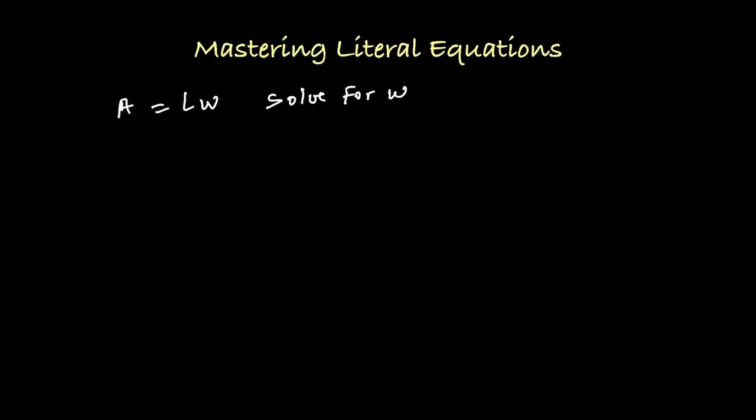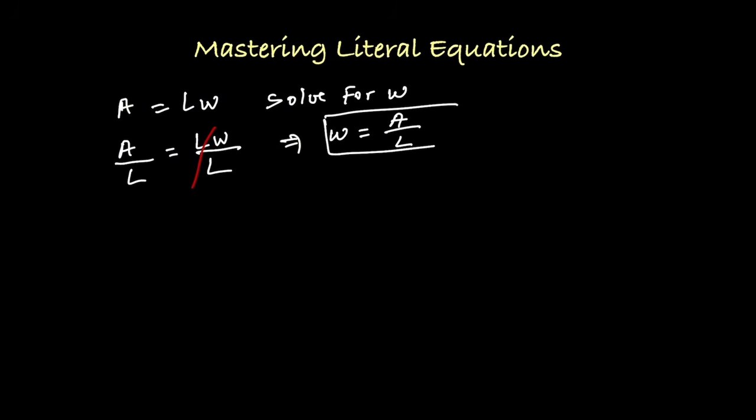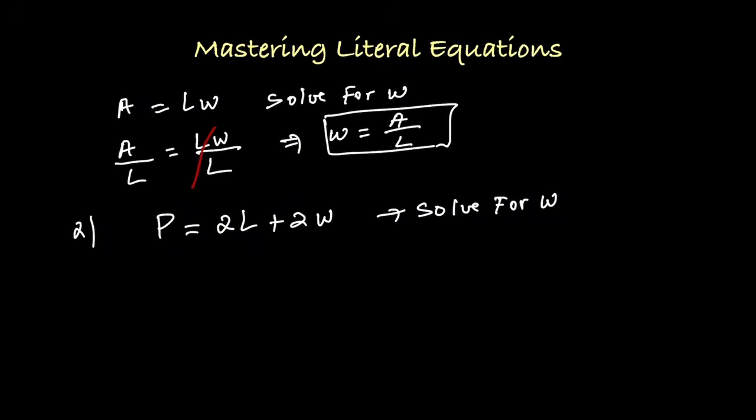Suppose we have A equals L times W. We want to solve for W. Since W is multiplied by L, divide both sides by L. We have A over L equals LW over L. The L's cancel. The answer is W equals A divided by L. Done.